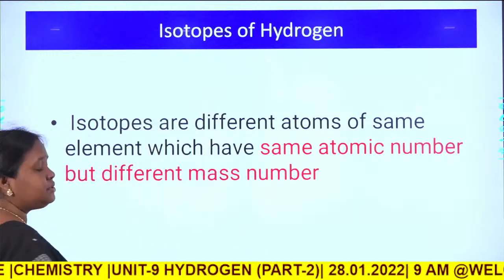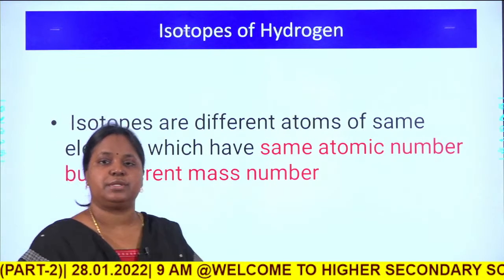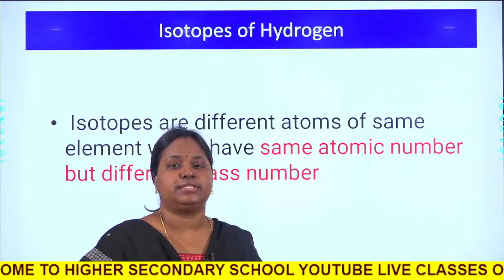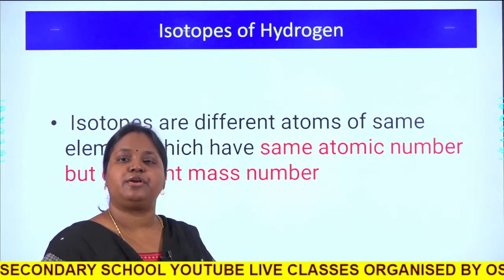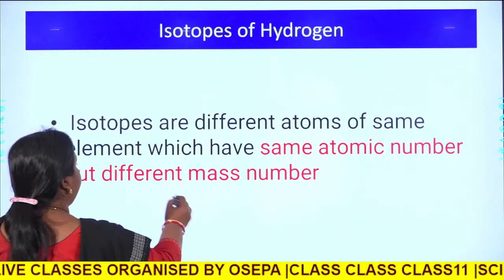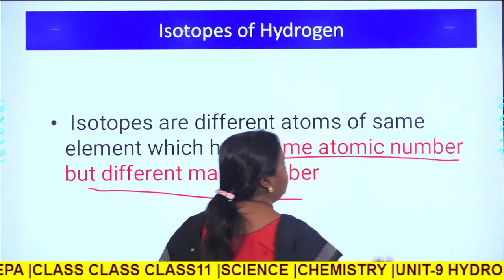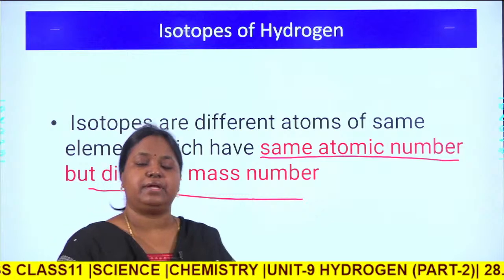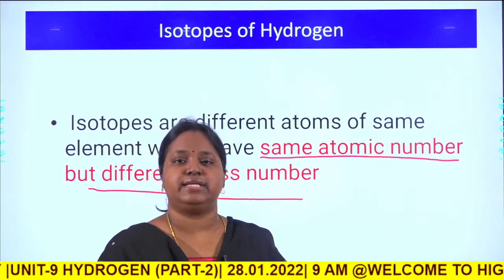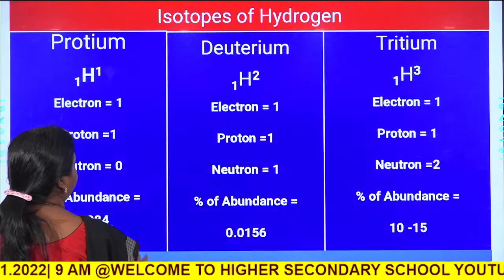So, what are isotopes? You have studied it in school and also in plus 2 structure of atoms. Isotopes are different atoms belonging to the same element having the same atomic number but different mass number. They differ in their mass number but have the same atomic number, meaning they belong to the same element. So hydrogen has 3 isotopes, that is protium, deuterium and tritium.